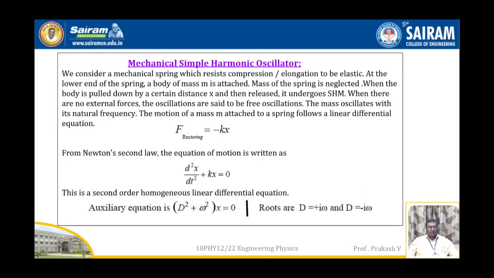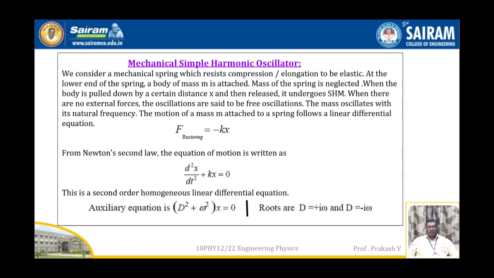Next, I am going to explain the mechanical simple harmonic oscillator. Consider a mechanical spring, which resists compression or elongation and is an elastic material. At the lower end of the spring a body of mass m is attached. The mass of the spring is neglected here. When the body is pulled down by a certain distance, say x, and released, it will undergo simple harmonic motion. When there are no external forces acting upon the body, the oscillations are said to be free oscillations. The mass oscillates with its natural frequency here.